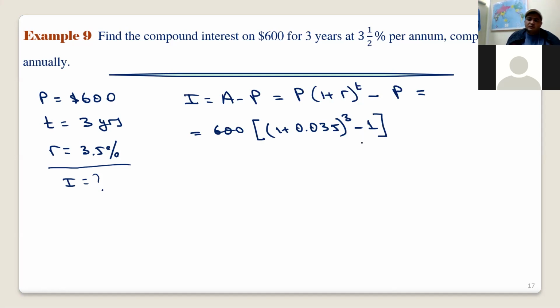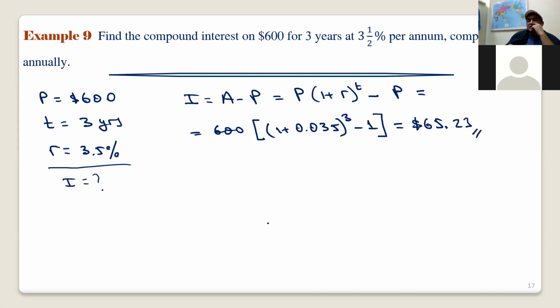For compound interest, we need to use a calculator because we always have an exponent here. So we have 600 times open brackets 1.035 to the power 3 minus 1, close the brackets. That's equal to 65 point, corrected to 2 decimal places, $23.